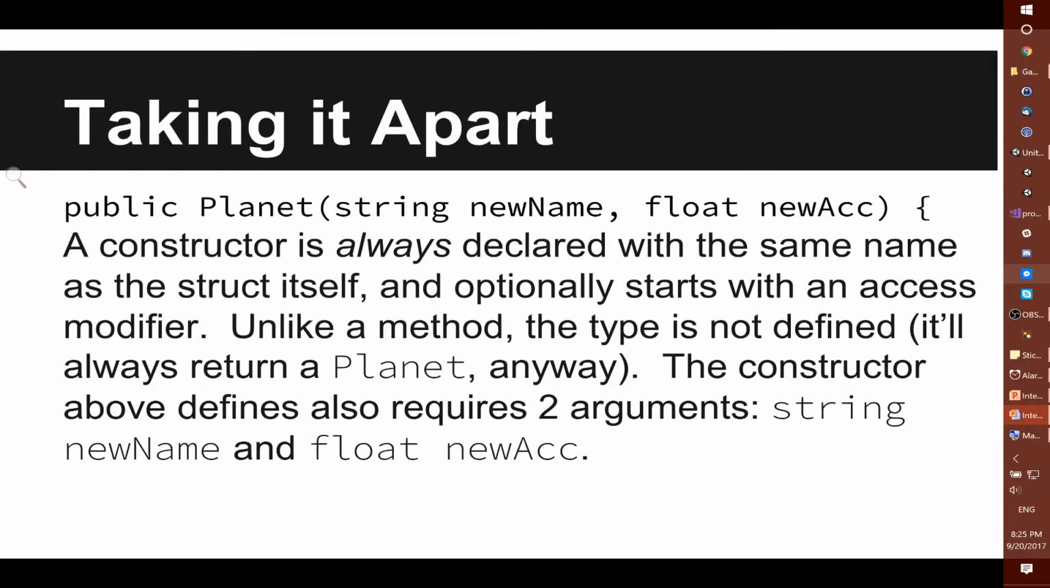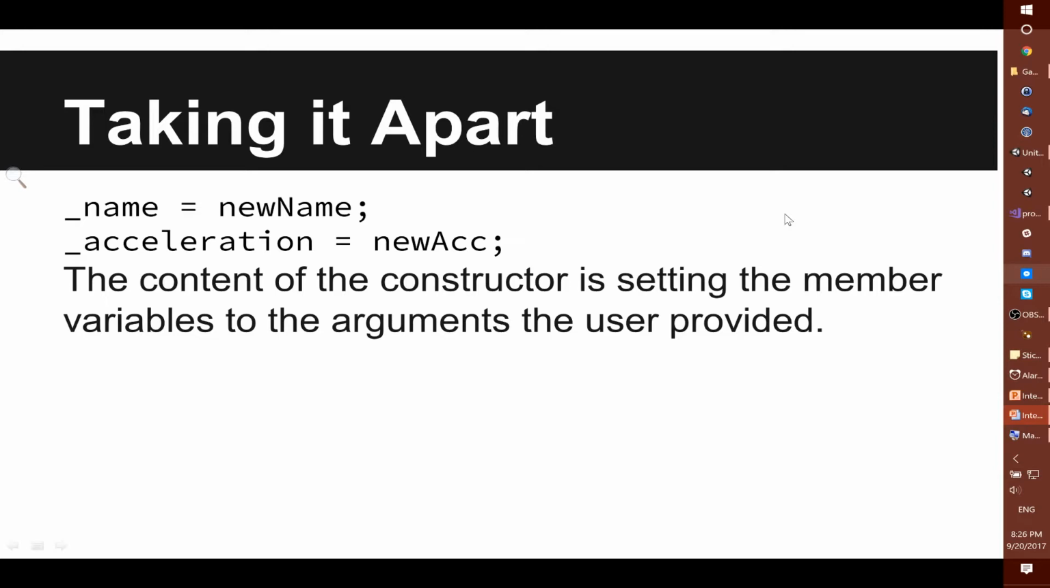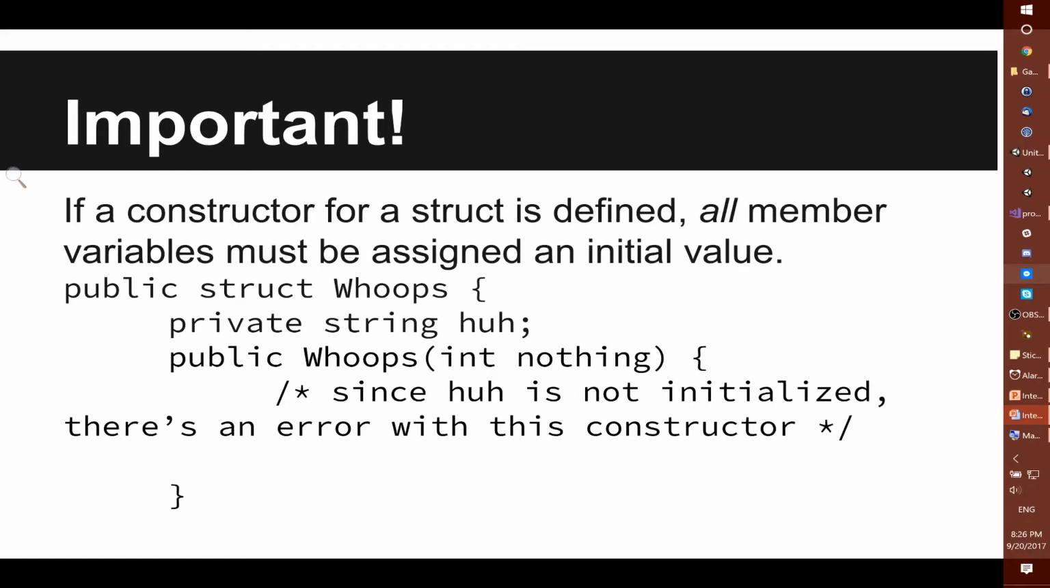Even though this declaration looks like a function, unlike a method, the return type is not defined because there's no need to. It will always return a Planet. So we don't want any ambiguity. We want to make sure the struct returns a Planet right off the bat. And then in this case, the constructor is declared with 2 parameters, the first one being a string and the second one being a float. The content itself is basically taking the parameters and assigning the member variables, simple stuff.